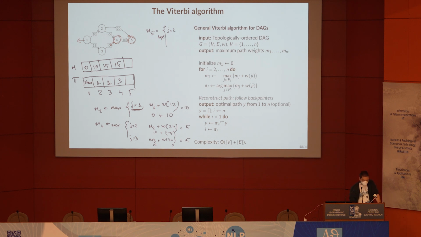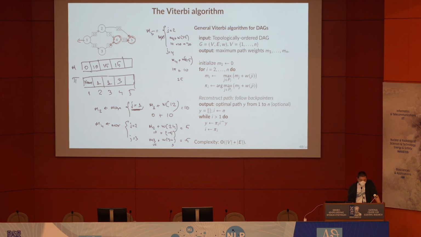Either J equals 2, where we have M2 plus W25. What is this? M2 is still 10. W25 is now 20. So this choice has a reward of 30. The other choice is J equals 4. M4 plus W45. What is M4? We just calculated it. It's 15 plus 10. 25.